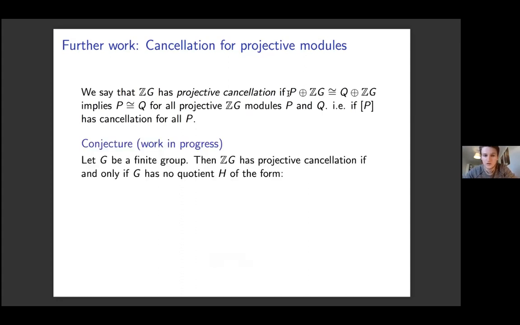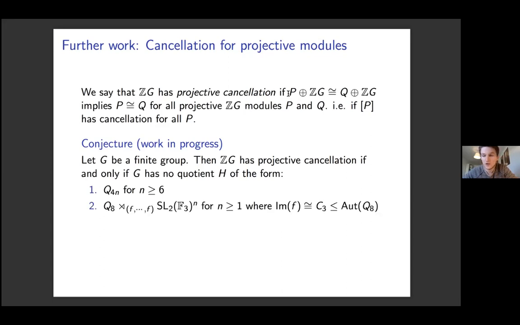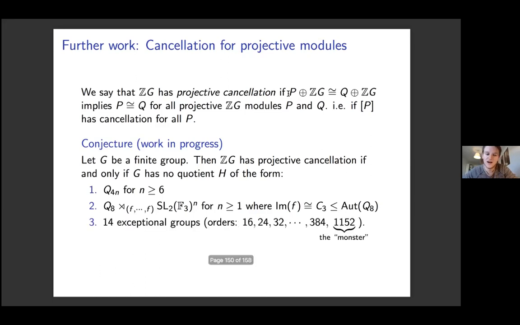And I have a conjecture for the final form this classification should take. So if G is a finite group, then I conjecture that ZG will have projective cancellation if and only if G has no quotient H of the following form. If it has no quotient which is a quaternionic group of sufficiently large order, it also has to have no quotient which is one of these funny groups. So it's a semi-direct product of Q8 and SL2 of F3 to the power of N for a specific action. And additionally, 14 exceptional groups of increasingly bizarre orders.